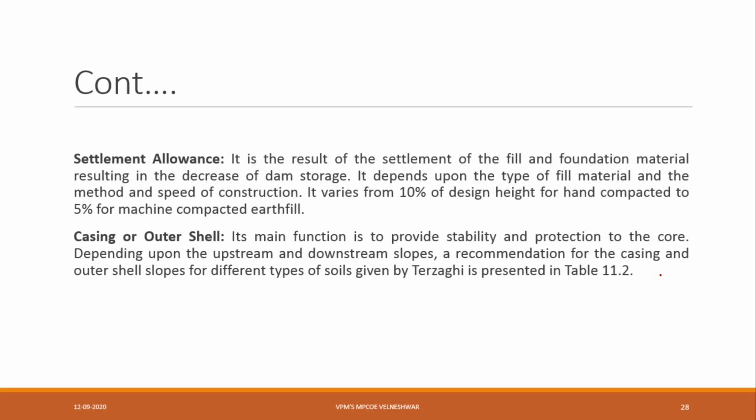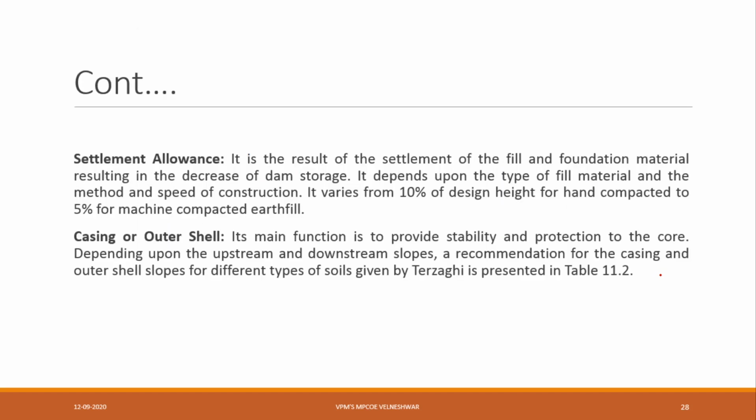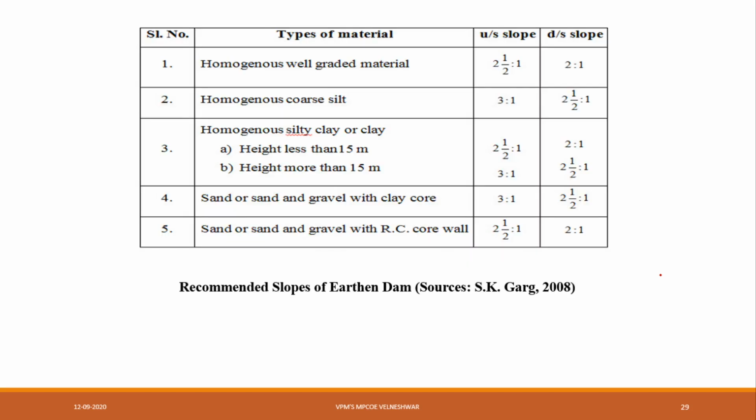Next, casing or outer shell, which mainly functions to provide stability and protection to the core, depending upon upstream and downstream slopes. As per Terzaghi, for casing or outer shell, if it is homogeneous well graded material, the casing is nothing but the slope. He has given us upstream slope and downstream slope. This is our upstream slope, top width and downstream slope. He has given us values 2 is to 1, 2.5 is to 1, 3 is to 1, like this.